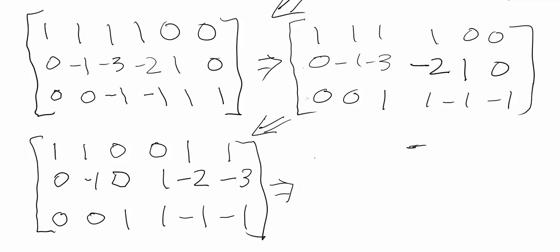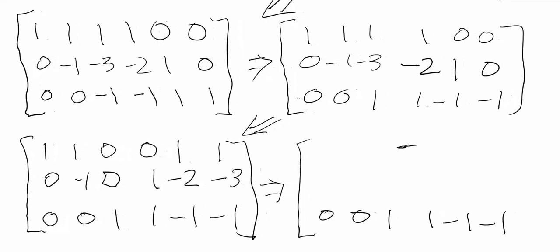So, at this point, the step I'm going to perform next isn't necessarily what everybody would do, but I can see that it'll be easiest if I just keep row 3 the same for the moment. 0, 0, 1, 1, minus 1, minus 1. And I'll keep row 2 as is for now. 0, 0, minus 1, 0, 1, minus 2, minus 3.